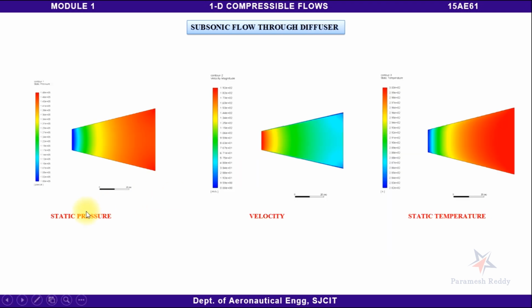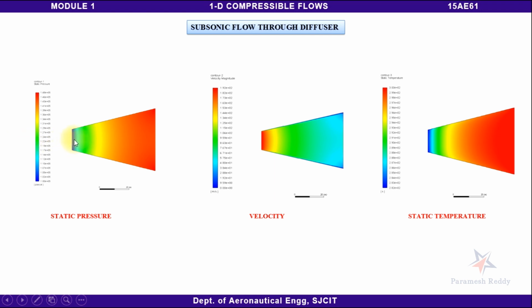So here I have kept three things. One is the static pressure, the other one is the velocity, and the other one is the temperature. So clearly we can observe why we are calling this passage a diffuser. The main reason is that as it passes through the length of the nozzle, the pressure is increasing. Hence we are calling this a diffuser.